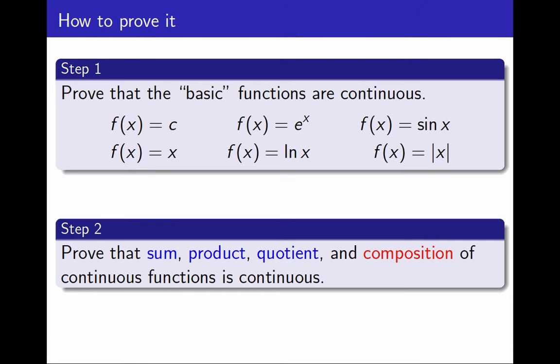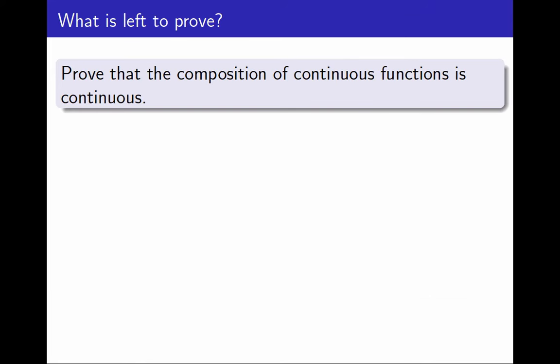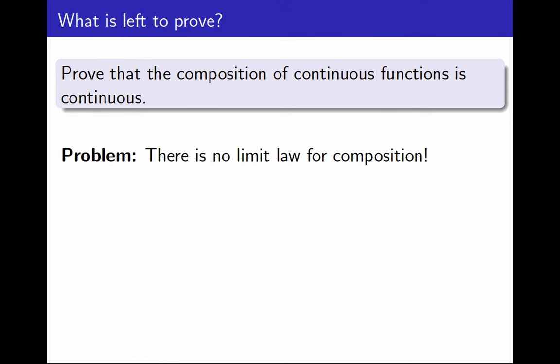And the exact same argument will work for the product and the quotient of continuous functions using the corresponding limit laws. Then what is left to prove? We still need to prove that the composition of continuous functions is continuous. The problem is that we do not have a limit law for composition. That is an interesting problem on its own, and it is the topic of the next video. In it, I will explain why there isn't a limit law for composition, but nevertheless, composition of continuous functions is still continuous.